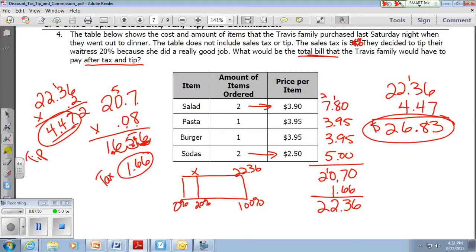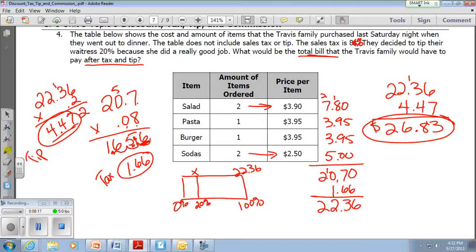So it was $20.70, but that's not how much you pay. With the tax of $1.66 and with the tip of $4.47, you should have a total of $26.83. That's the total bill. And you may want to move it up. If you're paying it, just go ahead and make it $27. Give her the extra, what is that, 17 cents in her tip.